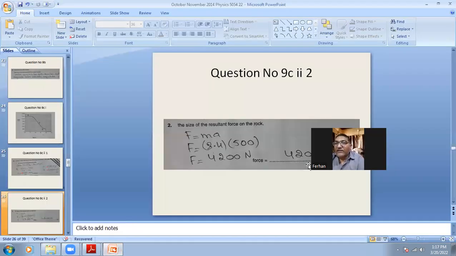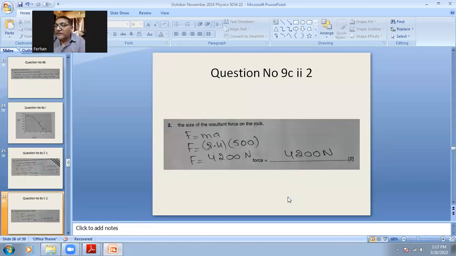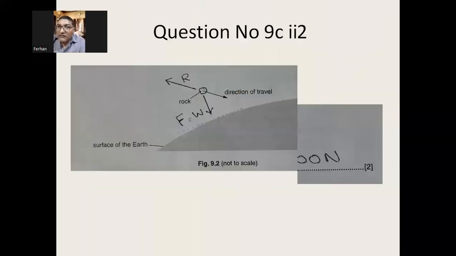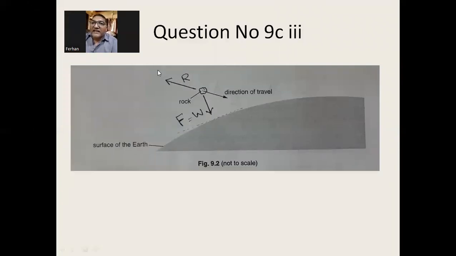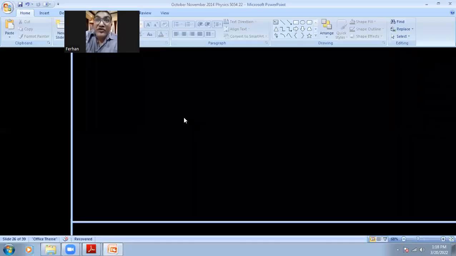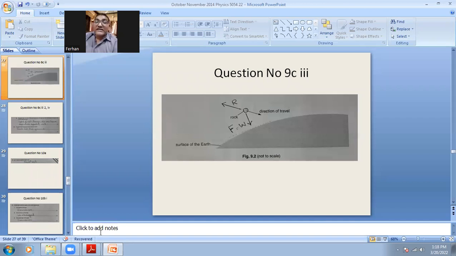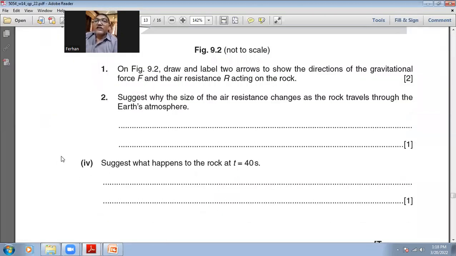So let me show you. I have done this. Okay. So here you can see I have tried to draw this. This is the air resistance, and it is opposite to the direction of travel, and the air resistance is always opposite to the direction of travel, and the weight is towards the center of the earth. So this is the weight, which is F basically, which was supposed to be represented with the F. Air resistance was supposed to be represented with the R. Hopefully you understand.